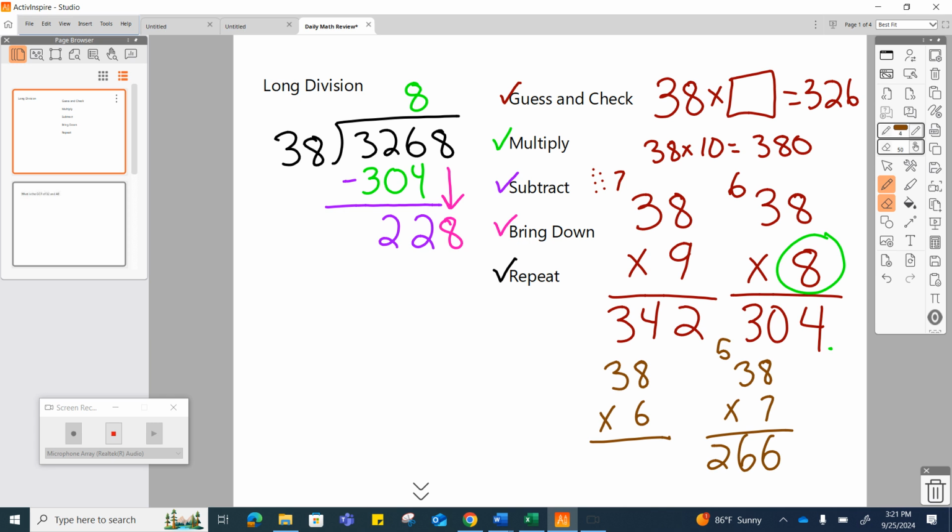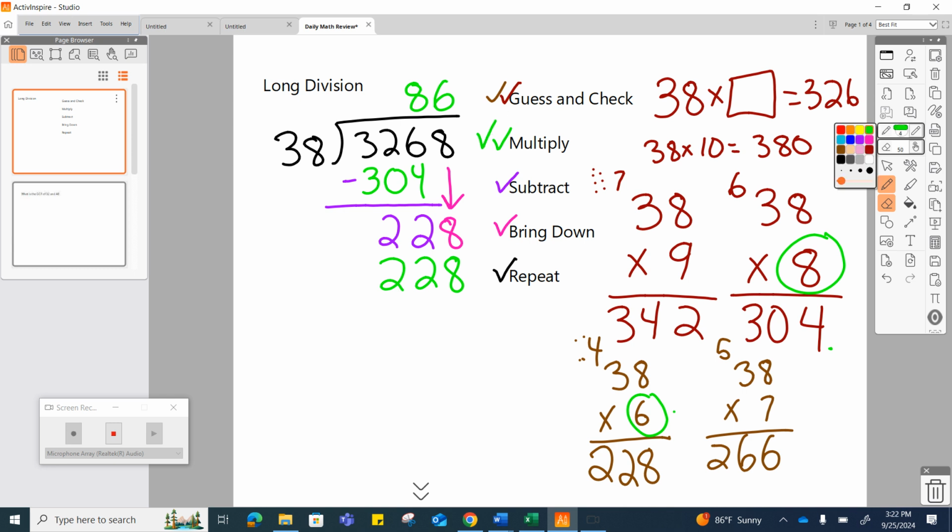38 times 6, 8 times 6 is 48. 6 times 3 is 18. 19, 20, 21, 22. There's my answer. So my guess and check told me that I'm going to use 6. I have to bring that over to here. 6 times 38 is the same as what I did over here. 38 times 6 is 228. That's the multiplication. The subtraction: 228 minus 228. There's nothing else to bring down. My answer is 86.